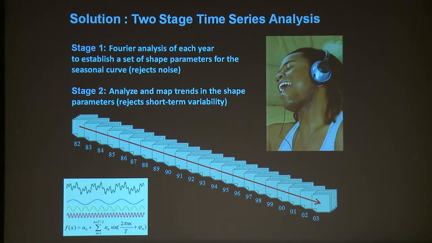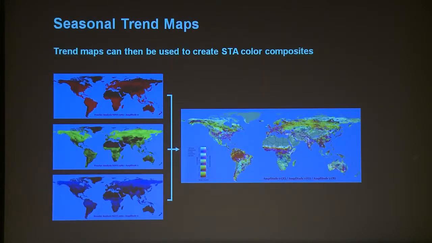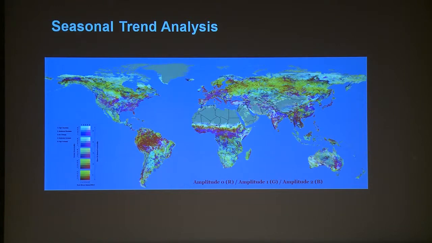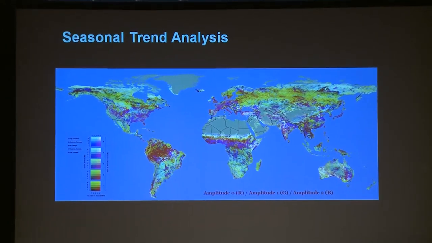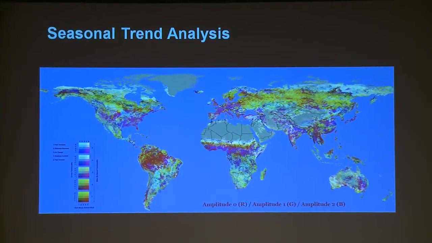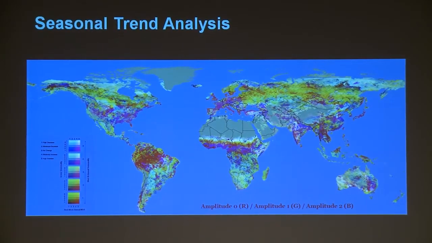We then look at long-term trends in those 5 parameters. And there are, as it turns out, 3 parameters in particular that are of special importance, which is fortunate because we can then color those 3 trend maps in the 3 parameters in red, green, and blue, and thereby produce a color composite. Now, this color composite portrays trends in seasonality. The critical color here is gray. If you see gray, it means there's no trend.